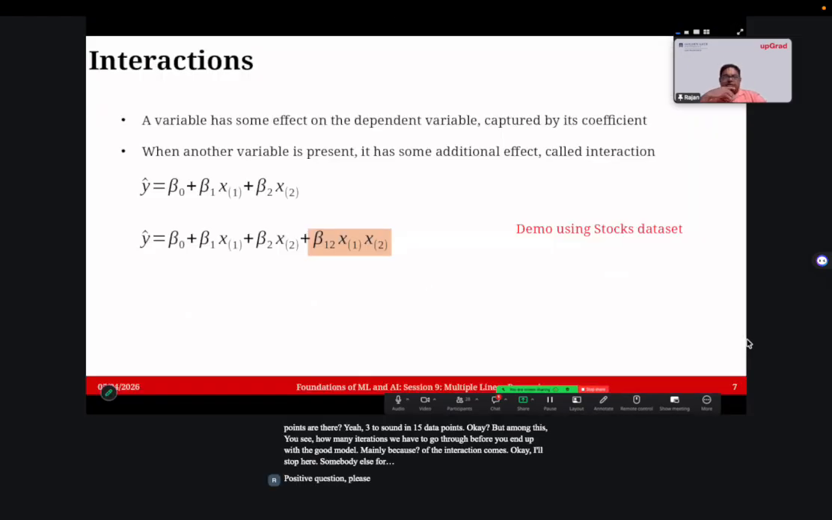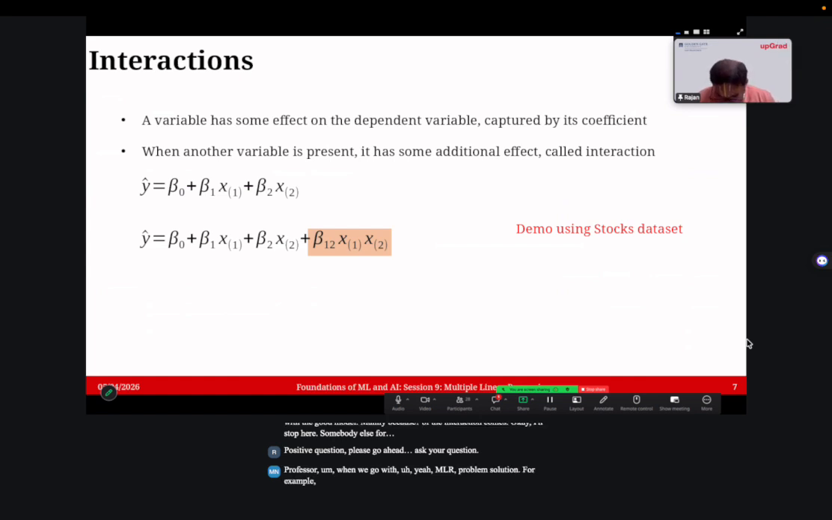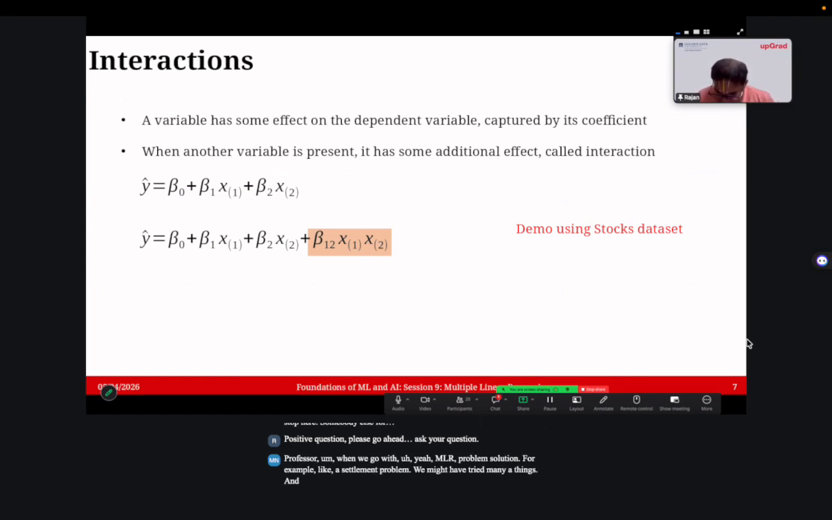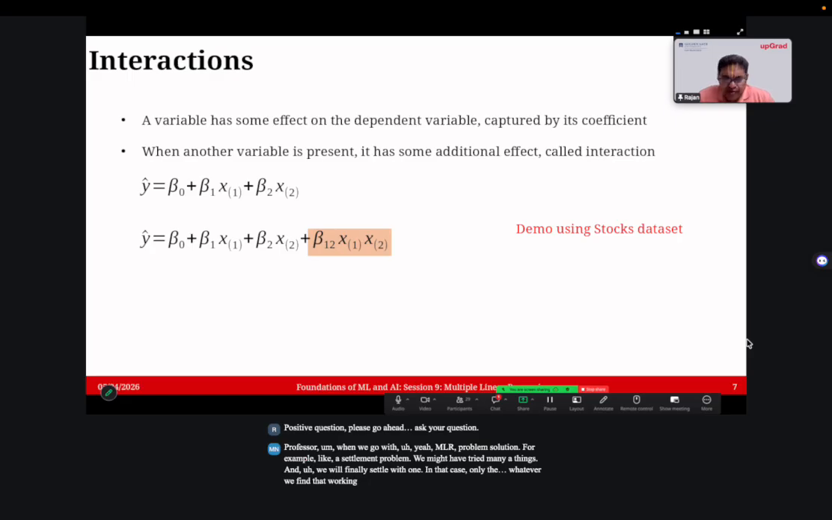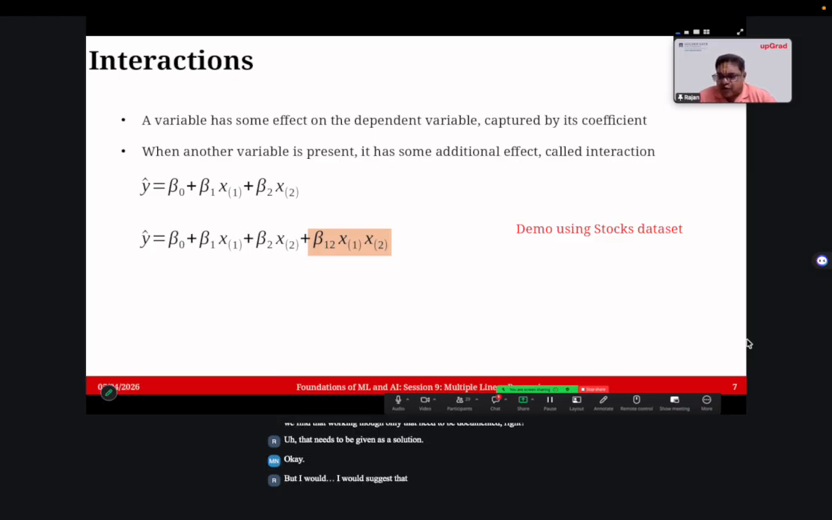Please go ahead, ask your question. Professor, when we go with a MLR problem solution, for example, like the assignment problem, we might have tried many things, and we will finally settle with one. In that case, only whatever we find that working, only that needs to be documented, right? That needs to be given as a solution. Okay. But I would suggest that you also write up somewhere how you arrived at the solution.